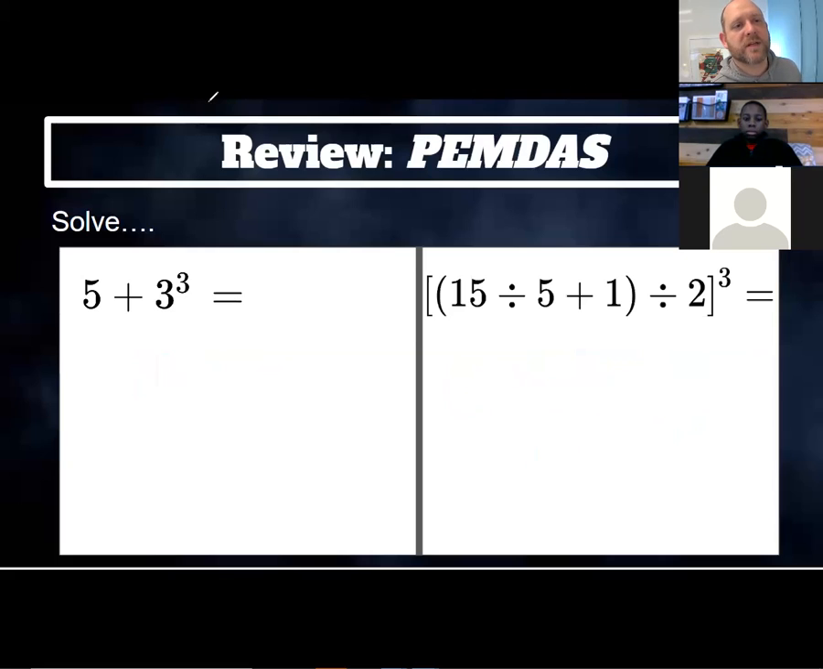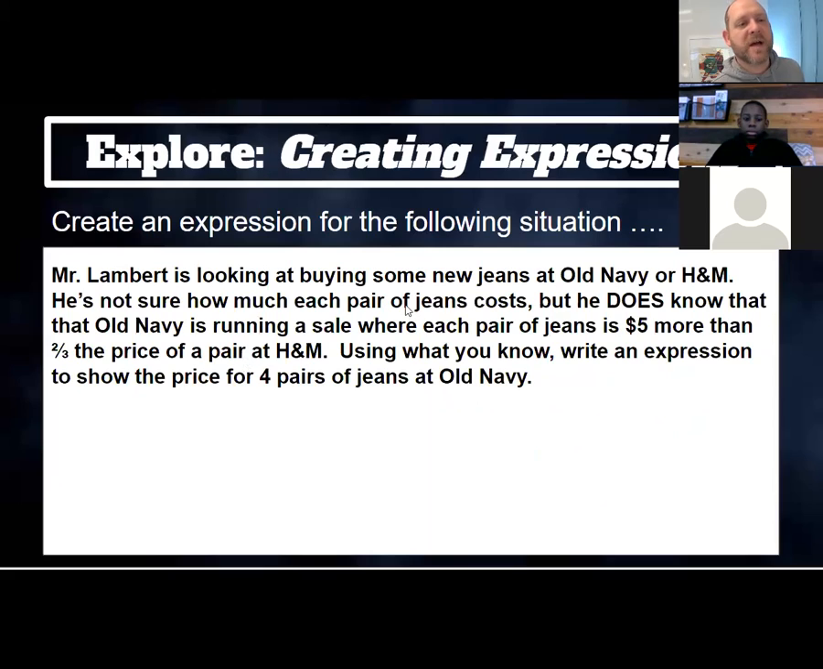All right, so we're ready for the good stuff. Help me buy some jeans. Here we go. Creating expressions, and then I'm going to have you solve them. So I am looking at buying some new jeans at Old Navy or H&M. I don't know where I'm going to go. I like both those stores, and I like their jeans. I'm not sure how much each pair of jeans costs, but I do know that Old Navy is running a sale where each pair of jeans is $5 more than 2/3 of the price of a pair at H&M. Using what I know, I want you to write me an expression to show the price for 4 pairs of jeans at Old Navy. That's a lot of info.